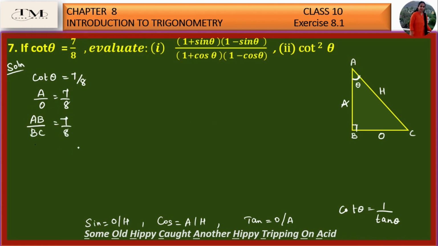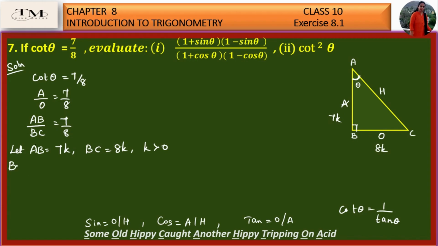After simplification we get 7 by 8. So there will be a common factor which divides both of these. Let this common factor be K. Then we will get AB is equal to 7K, BC is equal to 8K, where K is greater than 0. We got AB and BC. So AB is 7K, BC is 8K. Now we have to find the hypotenuse AC.